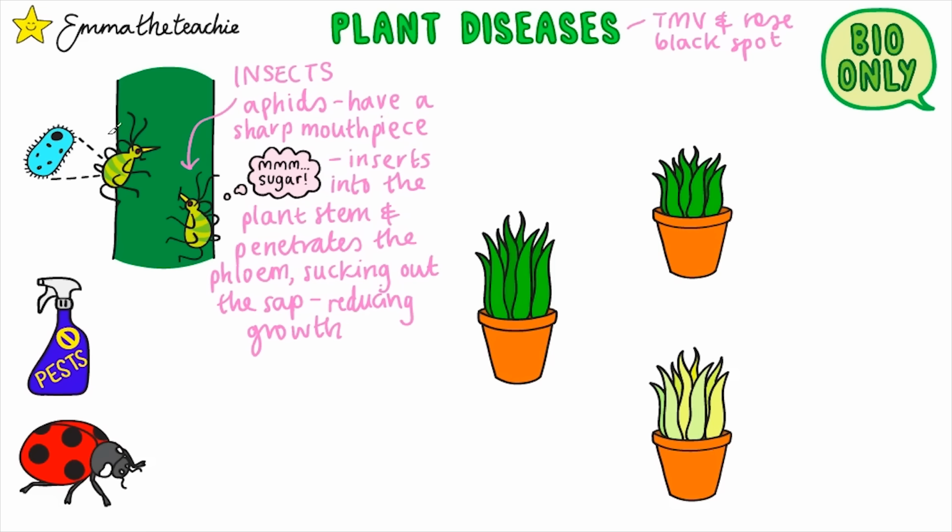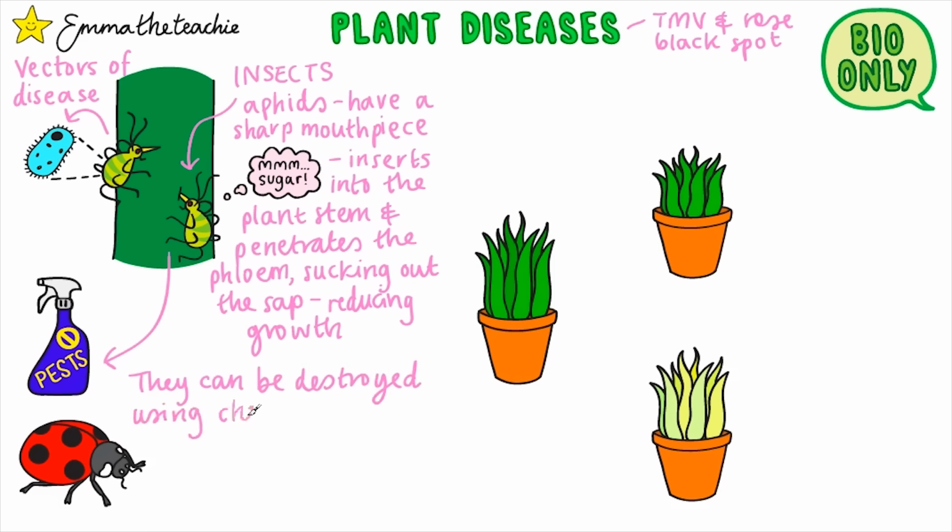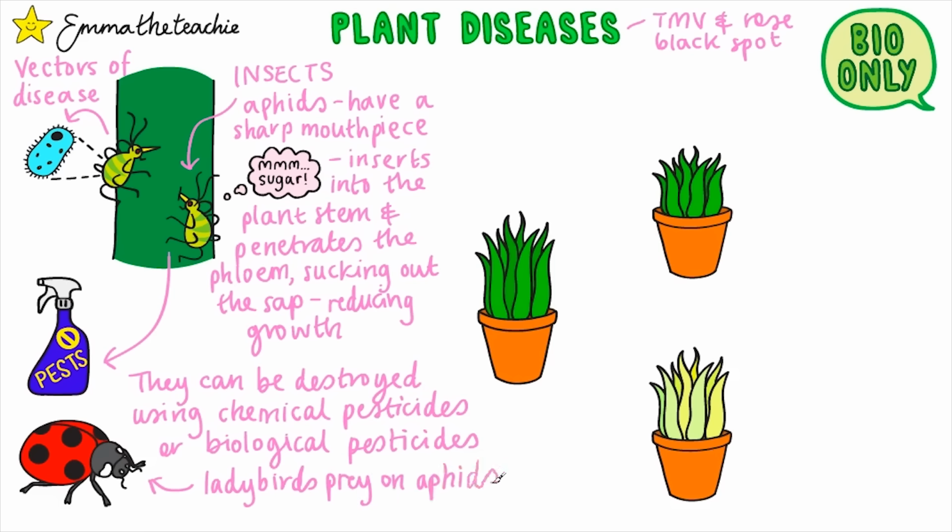Aphids can also be vectors for disease. This means they carry the pathogens to the plant. Gardeners can destroy aphids by using chemical pesticides or biological pesticides. This is when predators like ladybirds are released into the area the plants are grown in. Here, they eat the aphids, removing the pest.